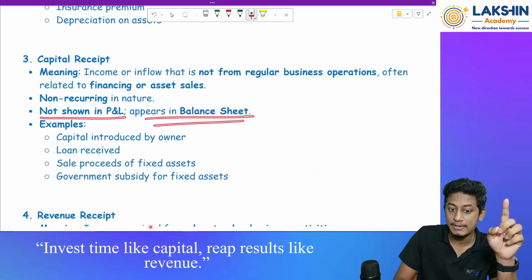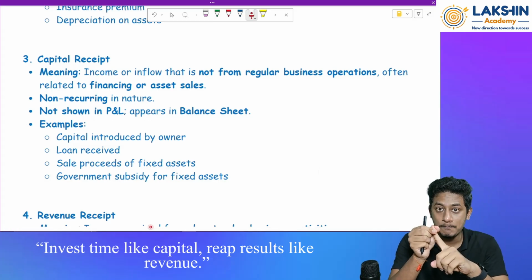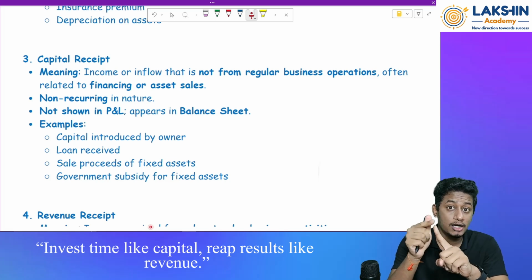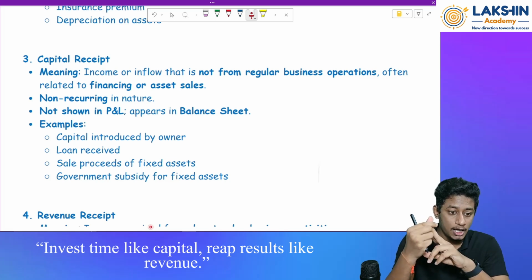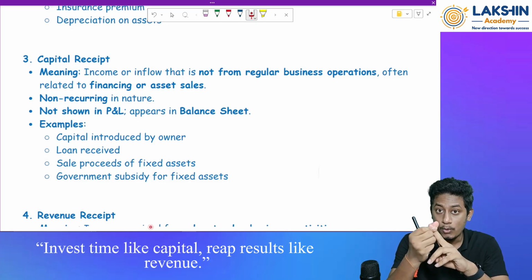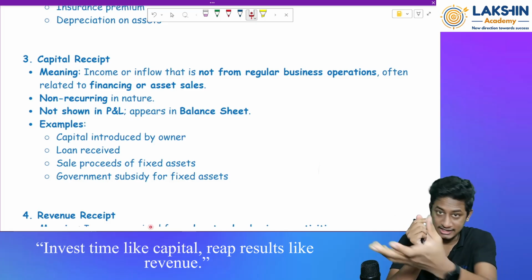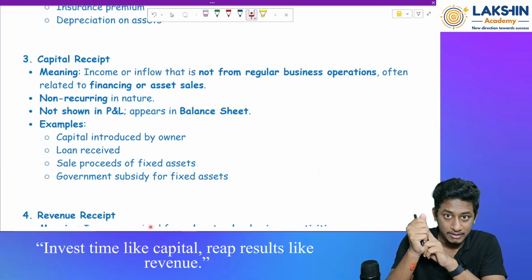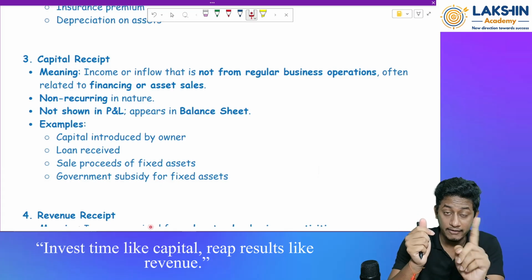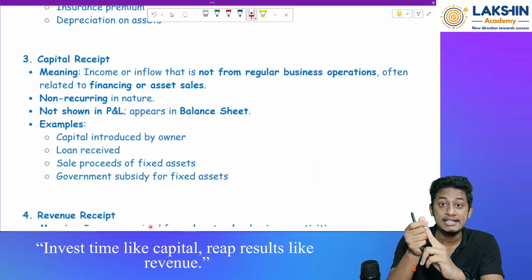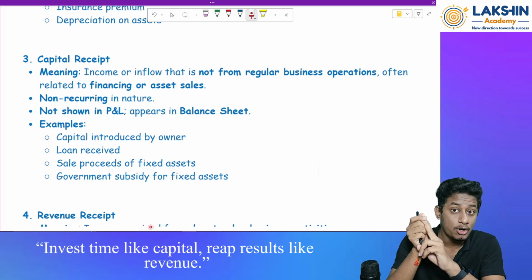Now, if I have to classify this, it is not shown in the P&L account, but it appears in the balance sheet. Where will capital come up in the balance sheet? On the liability side. Then whatever loan I take, it is a receipt. Will I show it as income in the P&L account? No, never. I will show it as a balance sheet item, on the liability side.